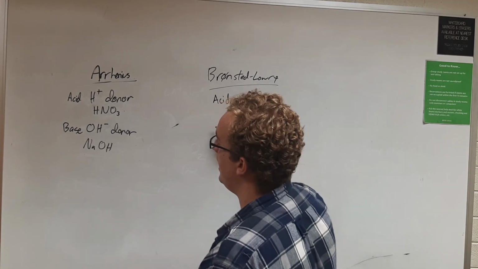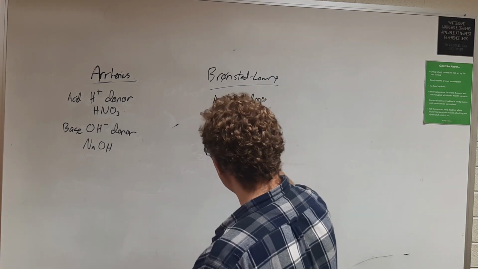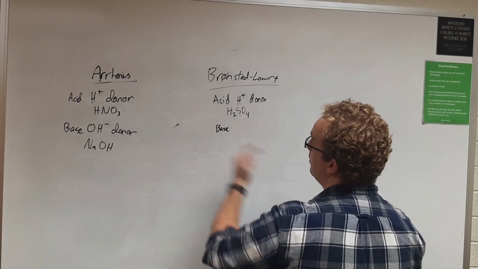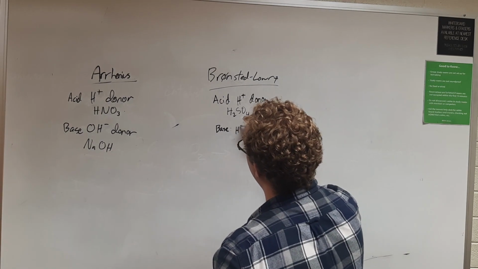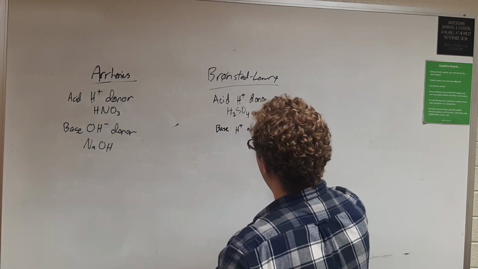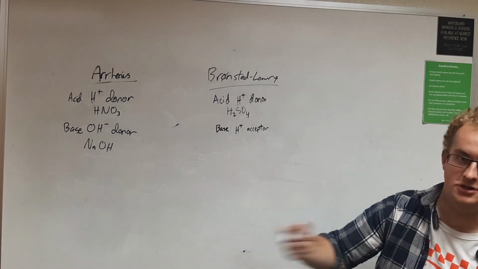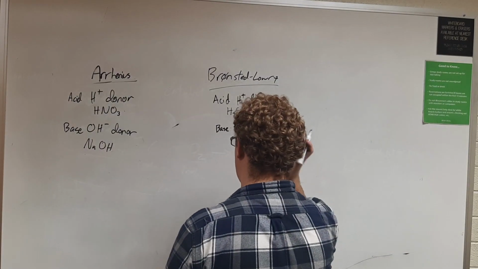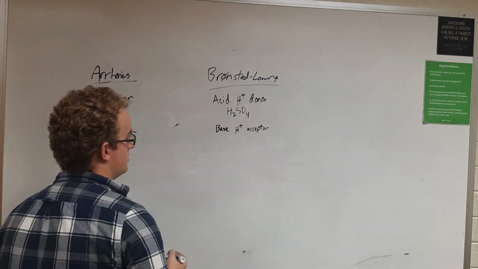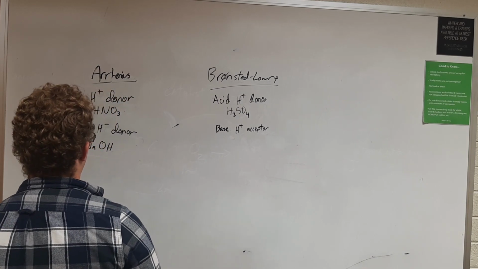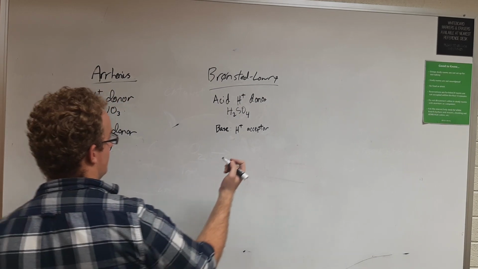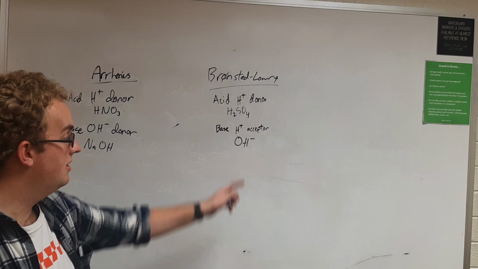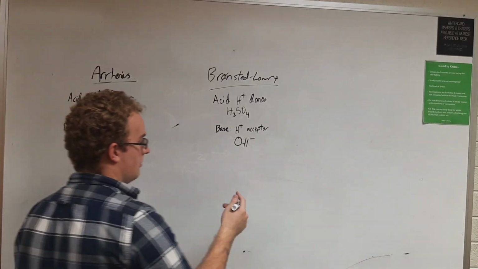And then the base is the one that's a little bit different. Instead of just being an OH donor, a base by the Bronsted-Lowry definition is an H plus acceptor. Essentially, it's anything that will take hydrogen ions and just attach to them. So let's think of an example of a strong Bronsted-Lowry base. You could even just say hydroxide on its own. That's a strong base. That's going to accept an H plus proton and become water, right?